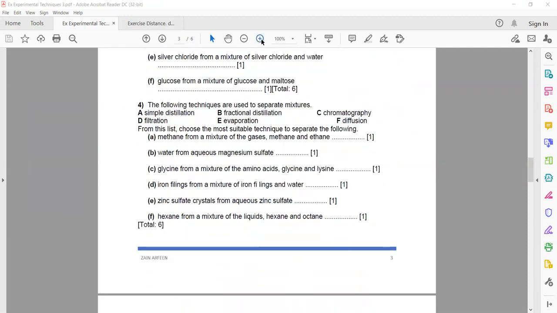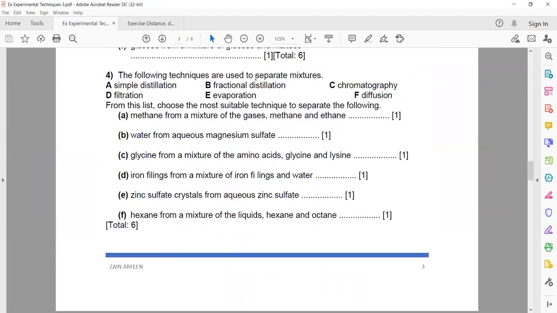Then moving on to question 4, the following techniques are used to separate the mixture: A is simple distillation, B is fractional distillation, C is chromatography, D is filtration, E is evaporation, and F is diffusion. From the list, most suitable technique: methane from a mixture of gases, methane and ethane. When you have gases, you can write diffusion. You don't have to write the name, you just have to select a letter. Both diffusion or fractional distillation are possible, but you don't have to write both, any one of them.